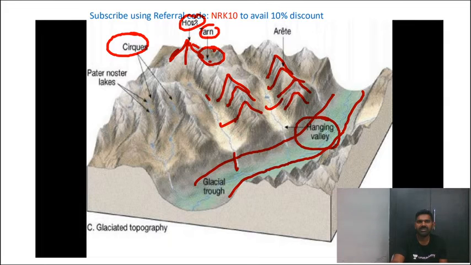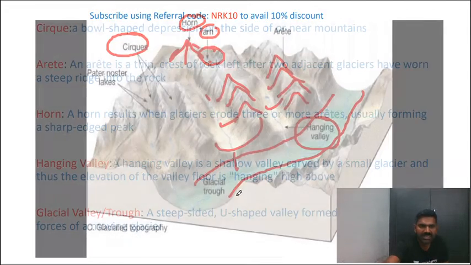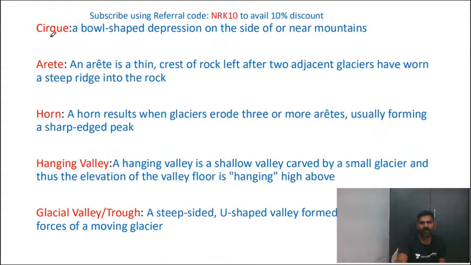Cirques, horns. These are called arêtes. These are hanging valleys. These are called glacial troughs. If you see the definition, first cirque. I told you I will show you the definition later on, right? A bowl-shaped depression. A bowl-shaped depression on the side of or near mountains, like this depression. That is called a cirque. Arête. What exactly is an arête?